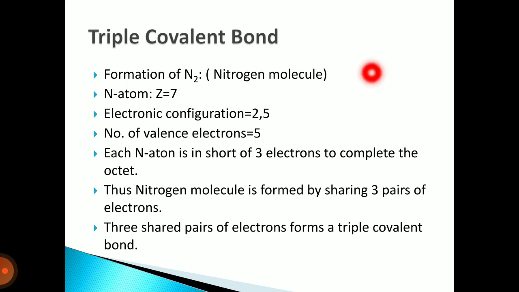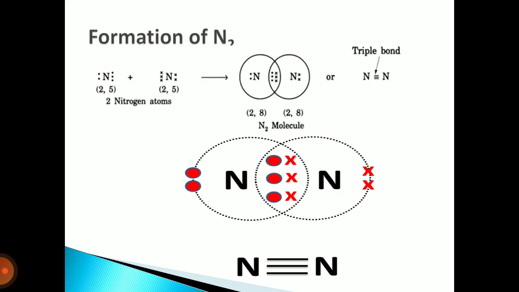Third type of covalent bond is triple covalent bond, and the example is formation of nitrogen molecule. Nitrogen with atomic number 7 has electronic configuration 2,5. So number of valence electrons in nitrogen is 5. Each nitrogen atom is short of 3 electrons to complete the octet. Thus, nitrogen molecule is formed by sharing 3 pairs of electrons. 3 shared pairs of electrons form a triple covalent bond between the two combining nitrogen atoms.